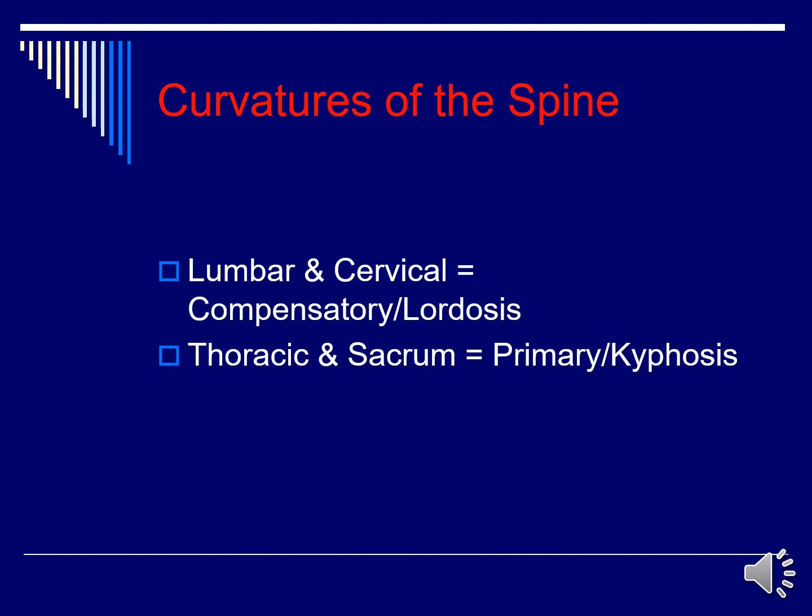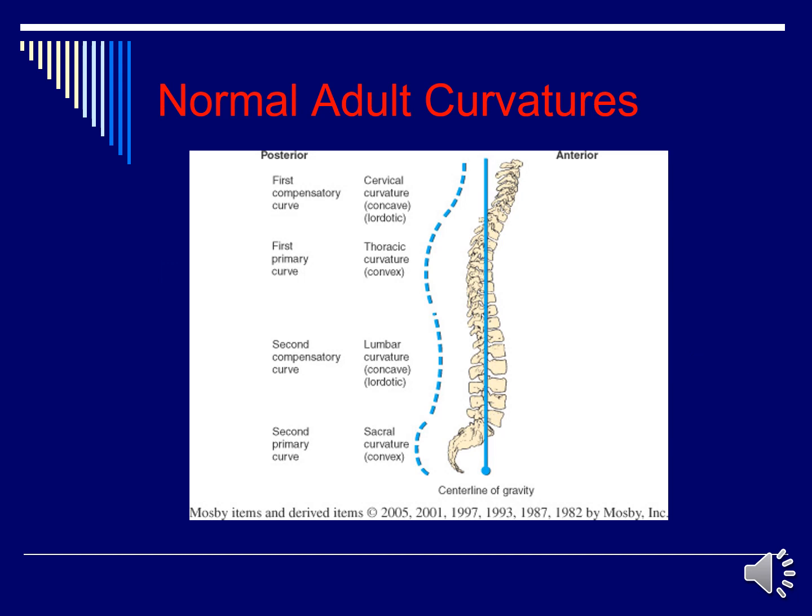Now, the curvatures of the spine, remember that the lumbar and the cervical are compensatory or lordotic, and the thoracic and sacrum are primary or kyphotic. The compensatory has a concave curvature, and the primary have the convex curvature. Remember that the lumbar and the cervical curves are not going to be formed until the baby can hold their head up and walk. Looking at the diagram of the normal adult in the lateral profile, you'll see those compensatory and primary curvatures. They're both being lordotic or kyphotic.